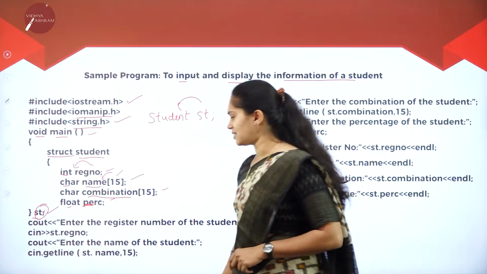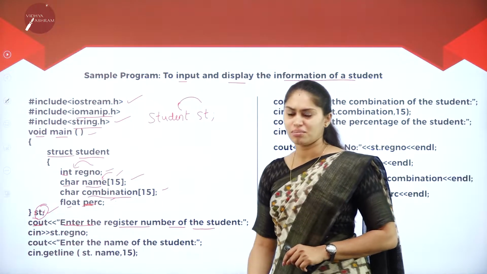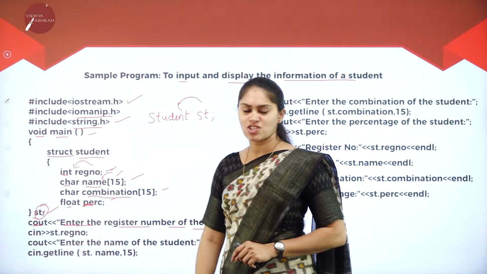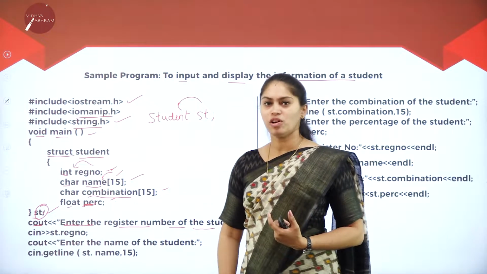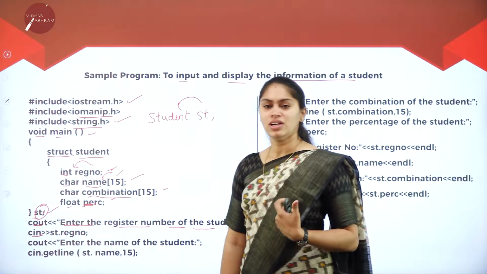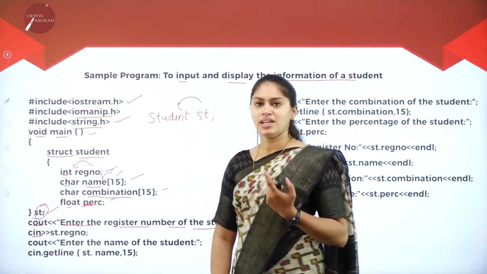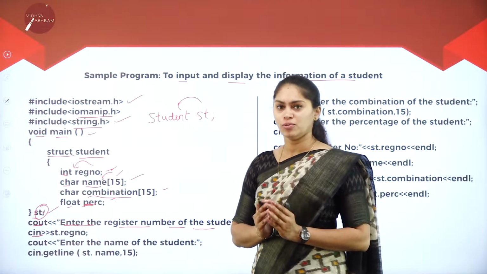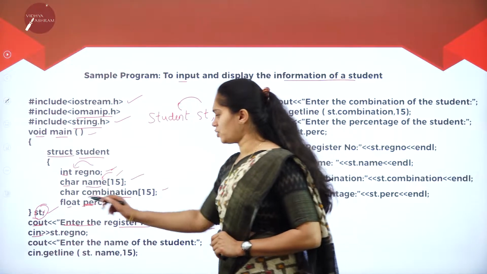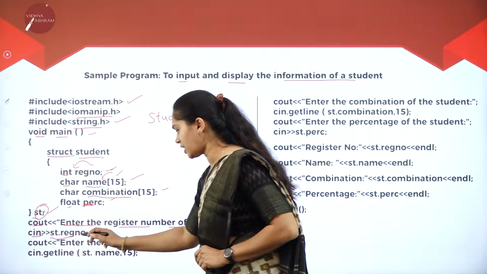Okay, we'll see the next line. Cout, enter the register number of the student. I'm taking a register number. That means I have to enter the register number. Register number is of type integer. We have to give a value in terms of an integer or a whole number. How are we going to do that? Cin. I want to take the input. At that time the compiler comes to this point and waits for the user to enter the value. To which variable do I want to give the register number? I want to give it to the st variable. So st dot register number.